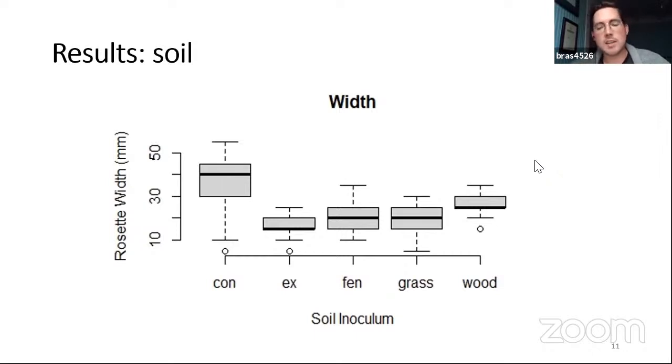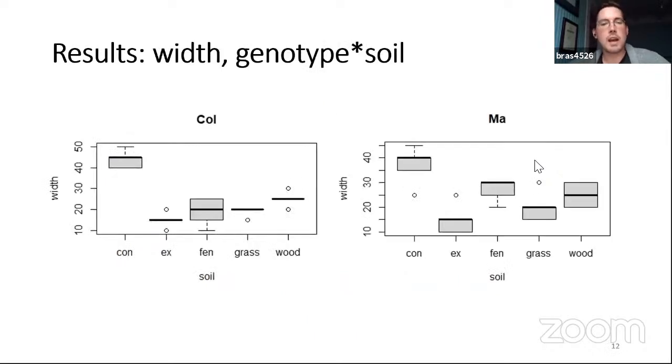But if we note that the interaction was significant, we can look at how that changes across the soil types as per the genotypes. We know that the interaction is significant. So Columbia, the one on the left there, COL, its trend is very much like the general trend when we considered all the genotypes together.